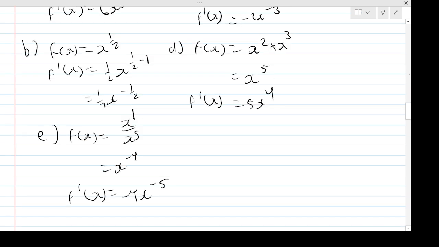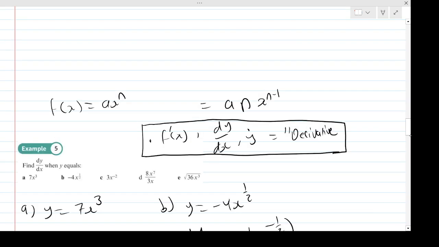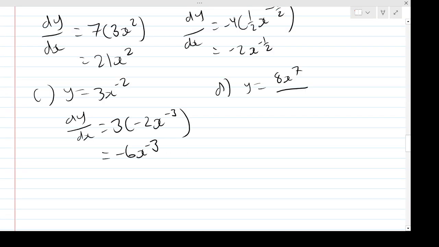Part D, we now have the expression 8x to the 7 over 3x, okay, 8x to the 7 over 3x. Well, again, at this point we're going to need to use some index laws, because we have two different x's, right? We need a single power of x. So how are we going to do that?